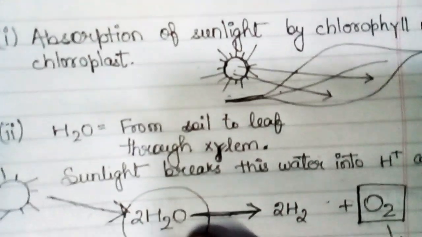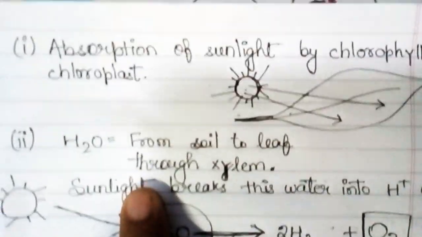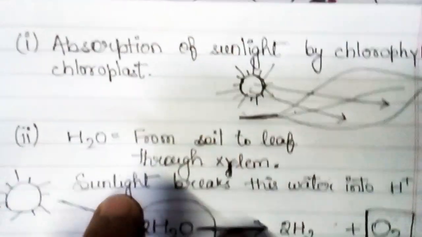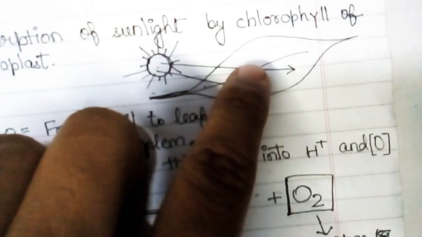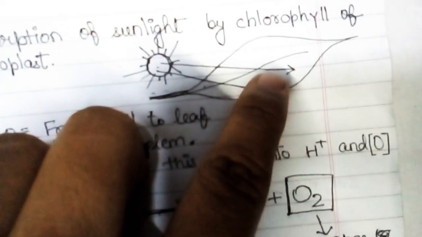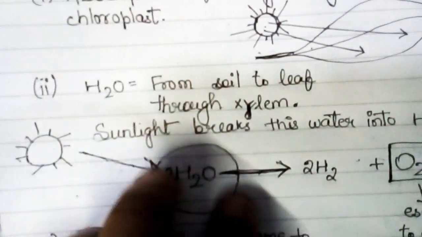Now, the second step. The first step is very simple. Plants absorb sunlight. Okay. Now we'll go to the second step. You can see it with the diagram also. See, the leaf is having chloroplast. That's why leaves look green, and it is absorbing sunlight. Now we'll go with the second step.